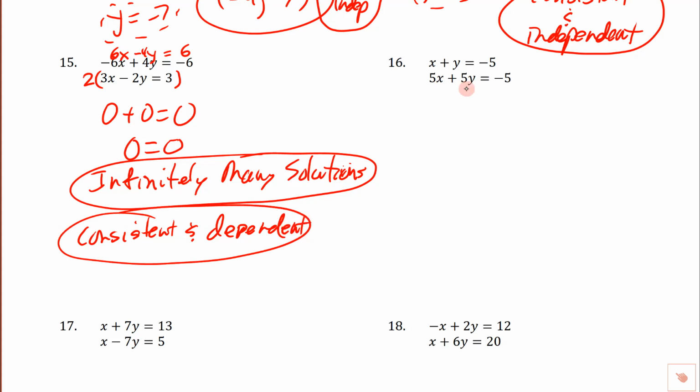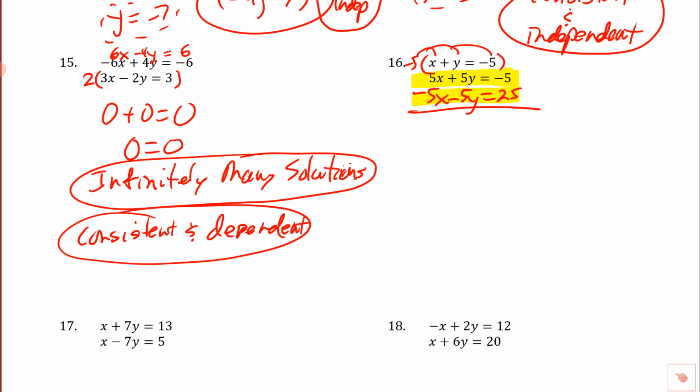Okay? All right, let's take a look at the next one, number 16. I think this one's set up for elimination also. I'm going to take this and multiply it by -5. So let's see what we get when we distribute this through. We're going to multiply both sides by -5, so that's going to be -5x, -5y, and this is going to be 25. We're going to add these last two together. Again, it's just these guys that we're combining right here.